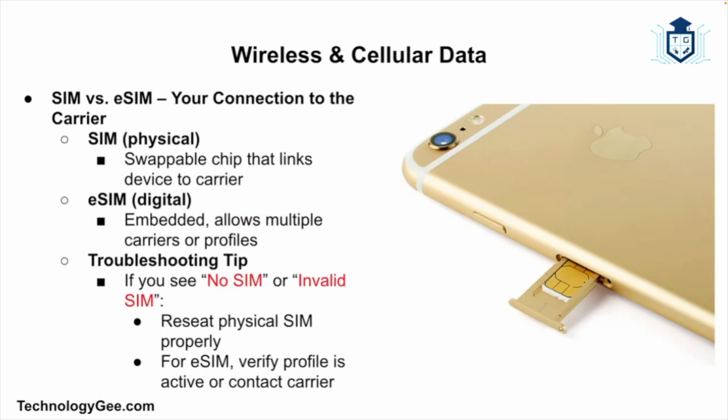All right, next let's talk about a SIM and an eSIM. SIM stands for Subscriber Identity Module, and its digital cousin is eSIM. Basically, this is what links your device to your mobile network. Now, the key points here are this. Physical SIMs can be swapped out if you're switching carriers or traveling. eSIMs are programmable, and they can support multiple carriers or profiles on one device.